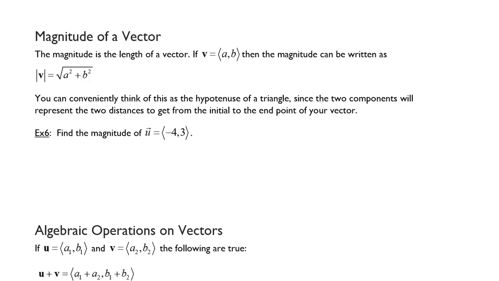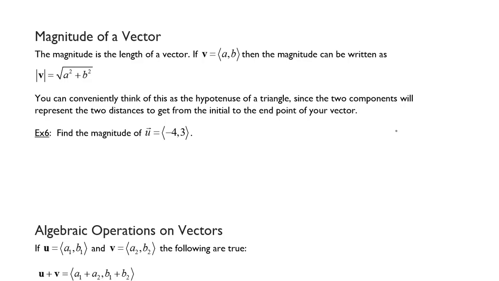Welcome back to video 5 on vectors in 2 dimensions. We're now going to look at the magnitude of a vector. The magnitude is the length of a vector. If the vector v equals the component form a comma b, then the magnitude, or absolute value, of the vector is equal to the square root of a squared plus b squared.